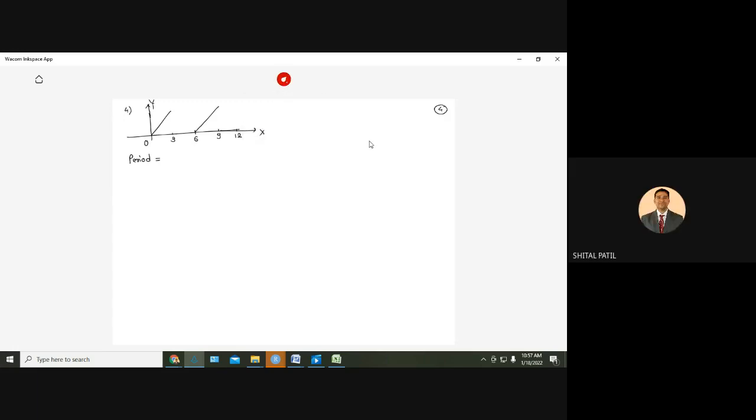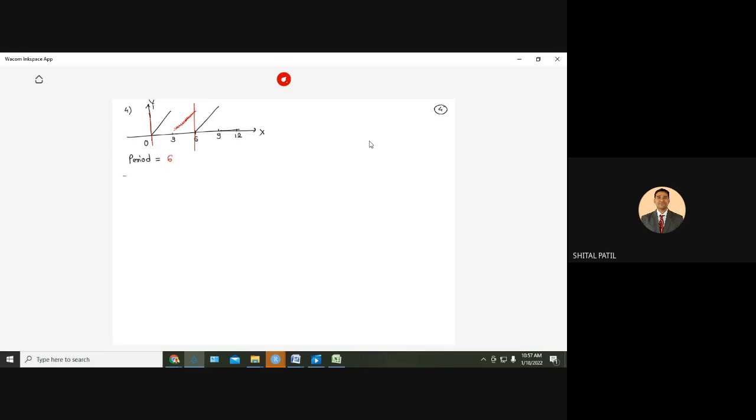And what is the period? 6, not 3. See, the function between this part 0 to 6 is repeated again and again. So the period is 6, the period is not 3. If the period were 3, we should have this line over here, which we don't have. Please remove this. Okay, I think you understood the concept.